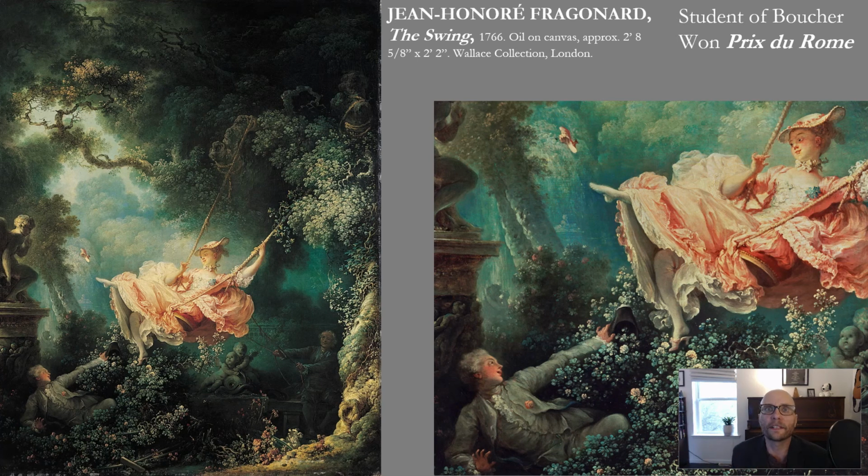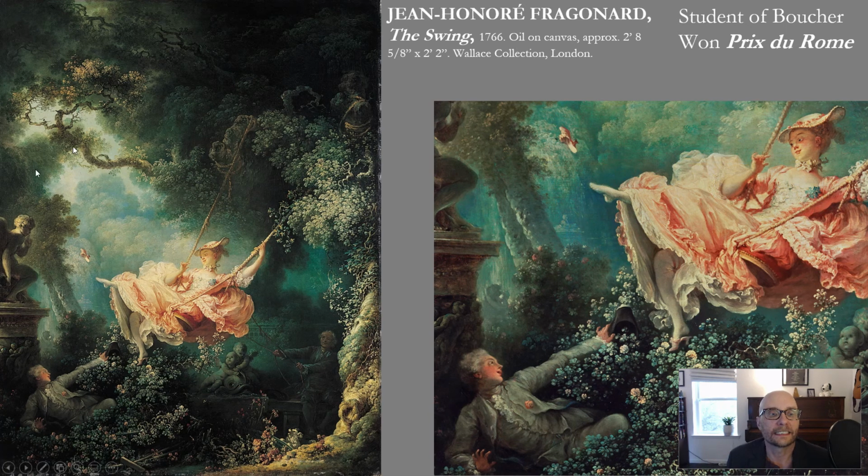So, this is his work, The Swing. It was originally painted for a nobleman and his mistress, but he didn't like it. He thought it was too frivolous. But to me, it's perfect. This is what the Rococo is about.